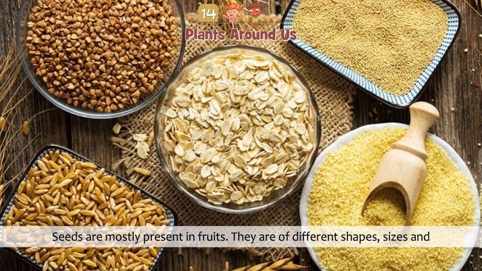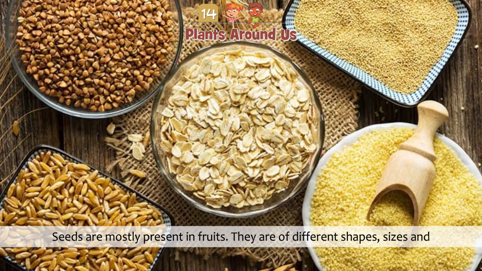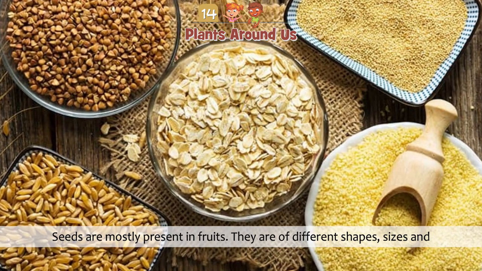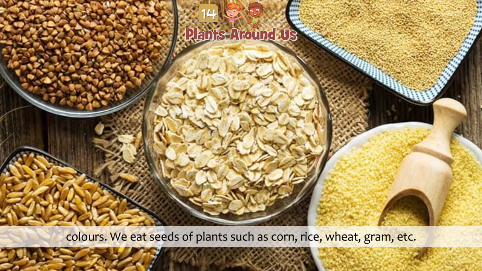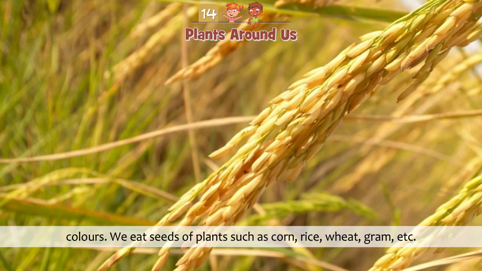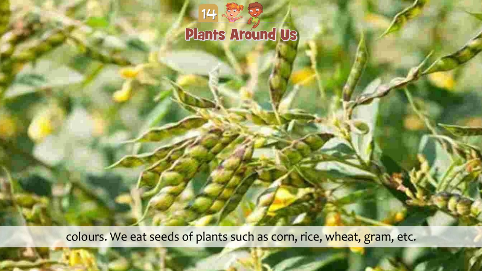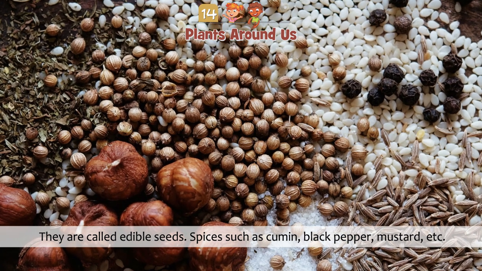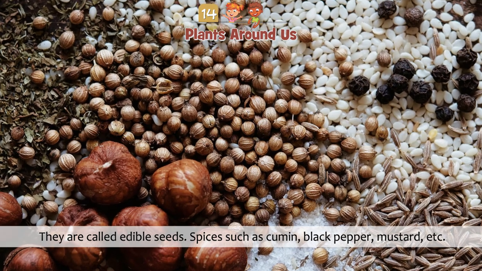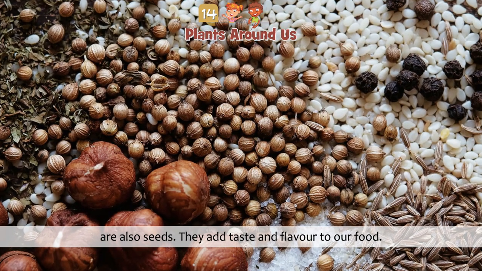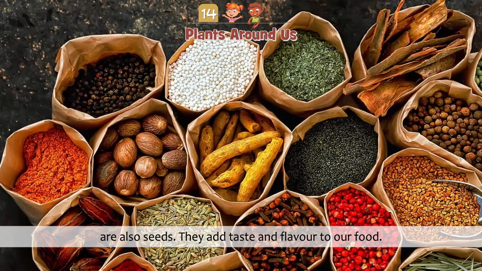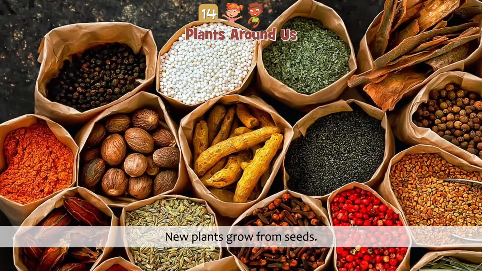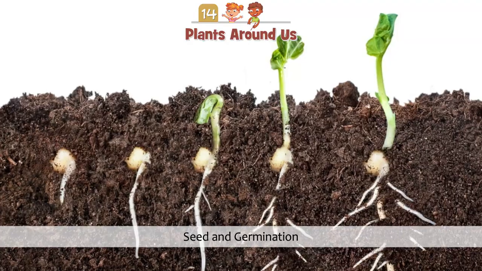Seeds. Seeds are mostly present in fruits. They are of different shapes, sizes, and colors. We eat seeds of plants such as corn, rice, wheat, gram, etc. They are called edible seeds. Spices such as cumin, black pepper, mustard, etc. are also seeds. They add taste and flavor to our food. New plants grow from seeds.